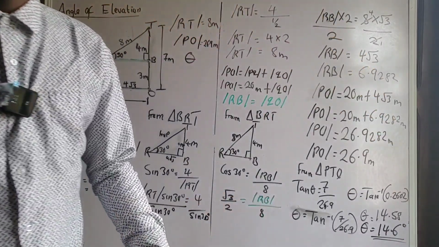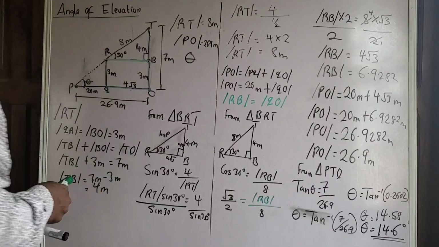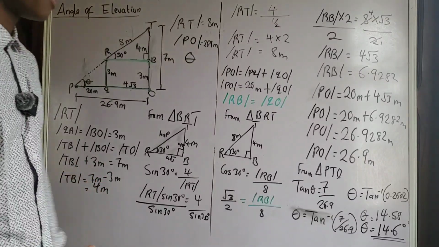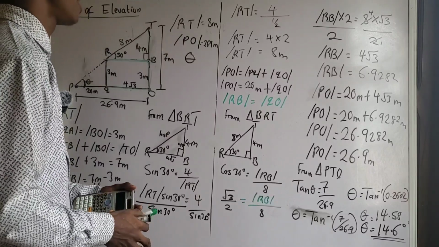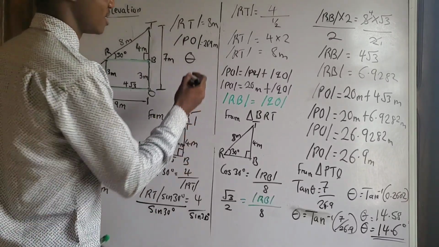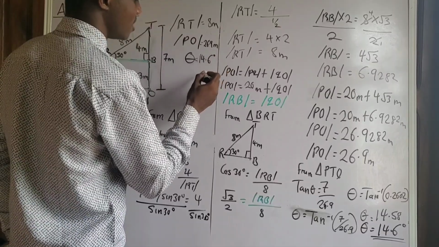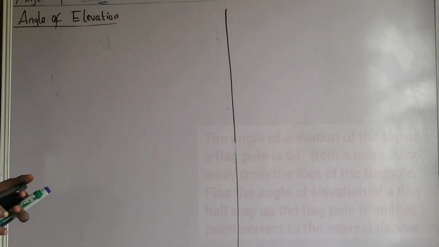Do you understand? You can see that the question is simple. All you have to do is just pay attention to the details of the question. So theta is 14.6 degree. Line PO is 26.9 meter, and line RT is 8 meter. Theta equals 14.6 degree. So that is the solution to that question.